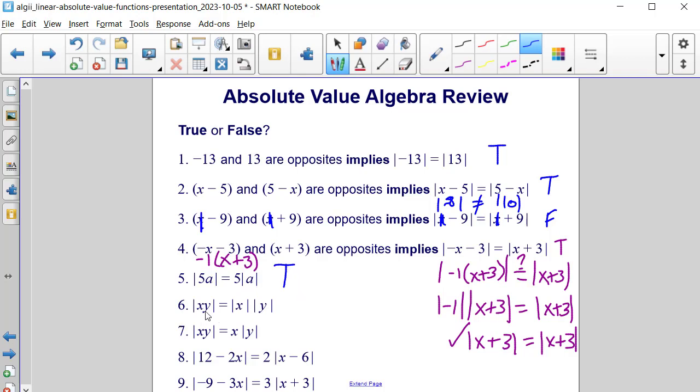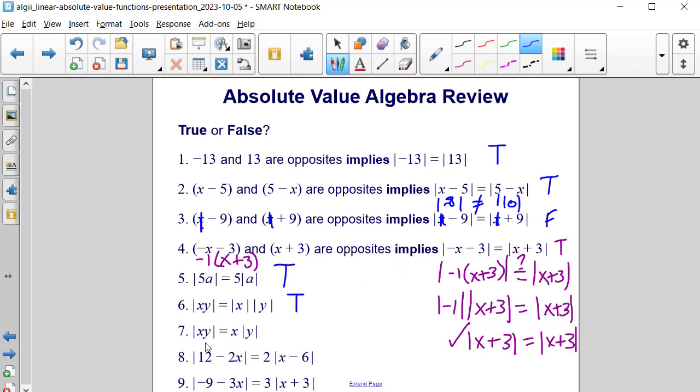Now let's look at 6. The absolute value of the quantity x times y is equal to the absolute value of x times the absolute value of y. This is also a true statement. And the reason that this is true is because as long as we take the absolute value of both unknown variables, we will still get the same positive output value.